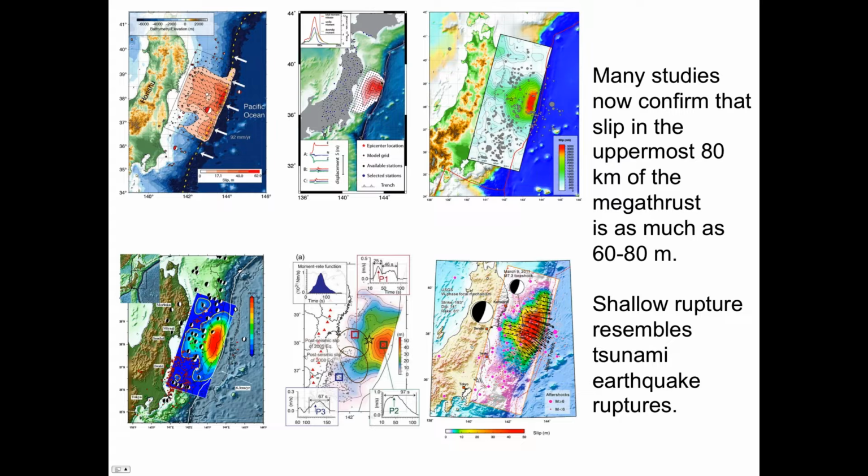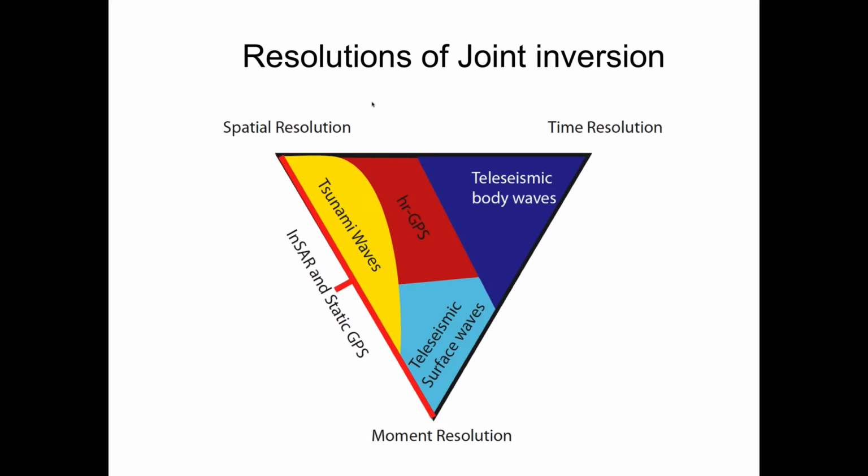Some differences to the south, and this is not well resolved in the seismic model. Other models producing very similar results from seismic waves. I believe all of these are seismic inversions, looking like this initial model. So the seismic models give a fairly consistent story. There's some differences with the GPS, but in general, they're compatible on the order of 50 to 80 meters of slip in the upper plate.